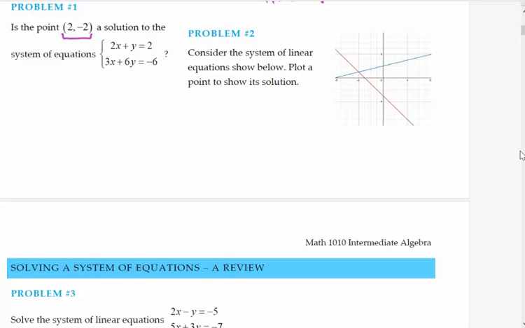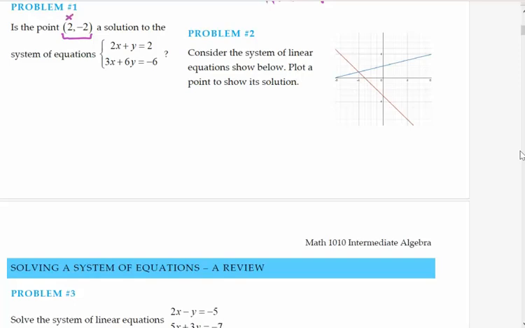Yeah, you could graph it, right? And if we graph it and that is the point they intersect, then that means that that is a solution. Now, we might not always want to do the graphing, so is there any way maybe we could tell algebraically if that is a solution?